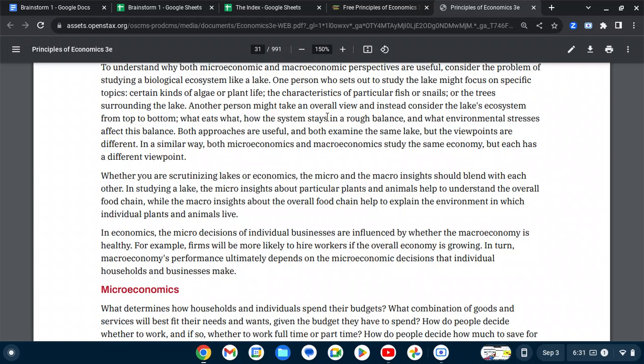Whether you are scrutinizing lakes or economics, the micro and the macro insights should blend with each other. In studying a lake, the micro insights about particular plants and animals help to understand the overall food chain, while the macro insights about the overall food chain help to explain the environment in which individual plants and animals live. In economics, the micro decisions of individual businesses are influenced by whether the macroeconomy is healthy. For example, firms will be more likely to hire workers if the overall economy is growing. In turn, the macroeconomy's performance ultimately depends on the microeconomic decisions that individual households and businesses make.